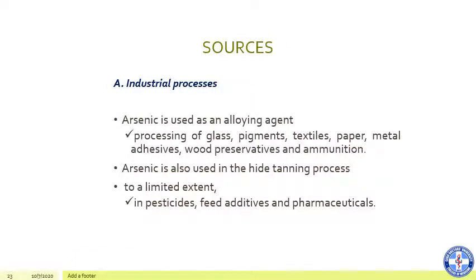Arsenic is used as an alloying agent, in the processing of glass, pigments, textiles, paper, metal adhesives, wood preservatives, and ammunition. Arsenic is also used in the hide tanning process, and to a limited extent in pesticides, feed additives, and pharmaceuticals.